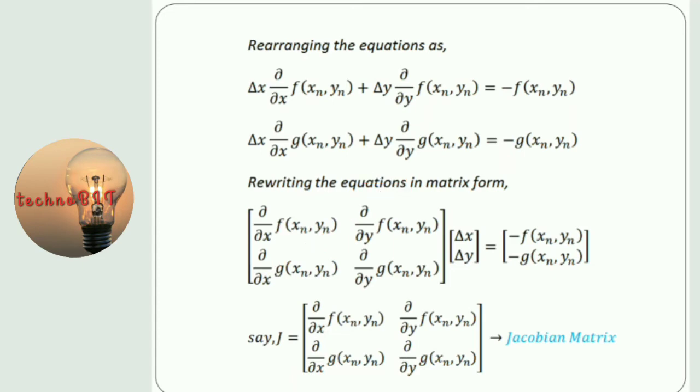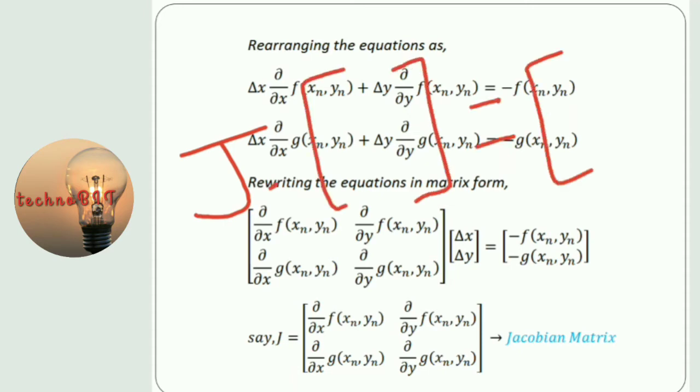So this J term is representing this complete matrix, and this complete matrix is also named what? Jacobian matrix, right? So now what can I do? I can replace this whole matrix with the J matrix. So what will be the next equation? That will be J into the column matrix of del x and del y equals the column matrix of functions f and g, right?